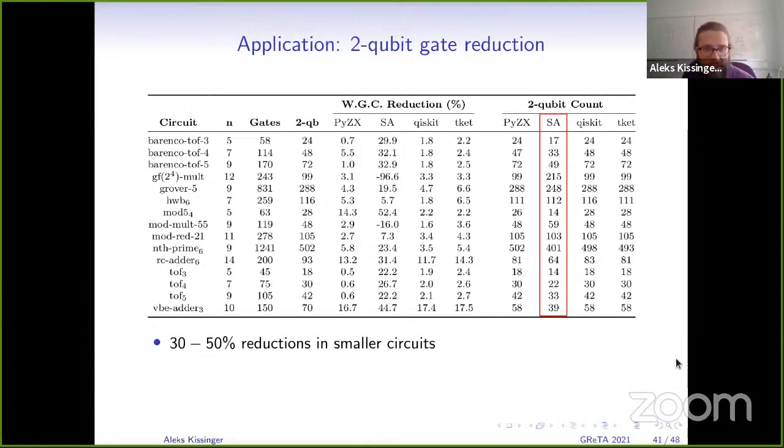So let me find a good example here. This mod 5.4 circuit started with 63 gates, and by the time we were done, it had 14 gates. And the things it's sitting next to are state-of-the-art compilers. This is Cambridge Quantum Computing's one. This is IBM's one, and it's doing a lot better than those.